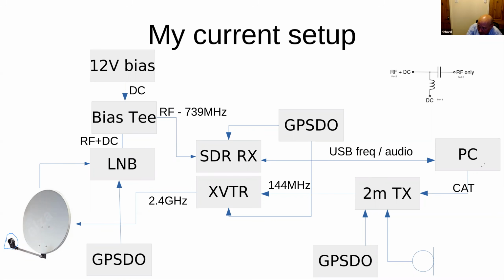I've not had any major problems with doing it that way. So the software runs on the PC. It controls and sets the transmit frequency and the SDR receive frequency to tie up both the uplink and the downlink. And so that's basically where we are.